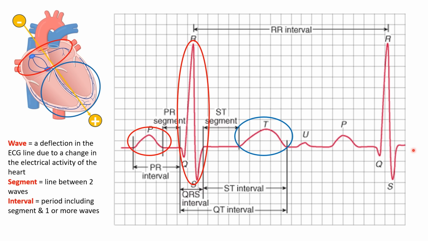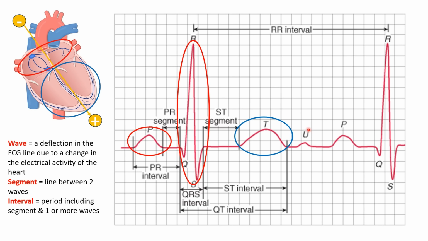Okay, and then we have our QT interval, which is the total time of ventricular depolarization and repolarization. We also have a U wave here, and the origin of the U wave is still fairly unknown.